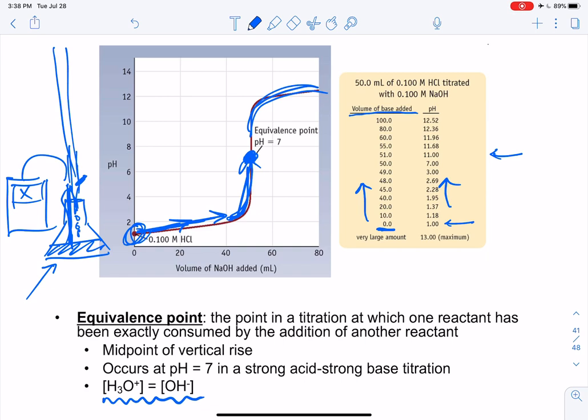Okay, so at the bottom it tells us that the equivalence point is the point in a titration at which one reactant has been exactly consumed by the addition of the other reactant. So their concentrations are equal. Now for a strong acid-base titration, this is going to occur at a pH of 7. With different types of titrations, your equivalence point is going to be different. But right now we're just looking at a strong acid, strong base titration. So the equivalence point is at a pH of 7.